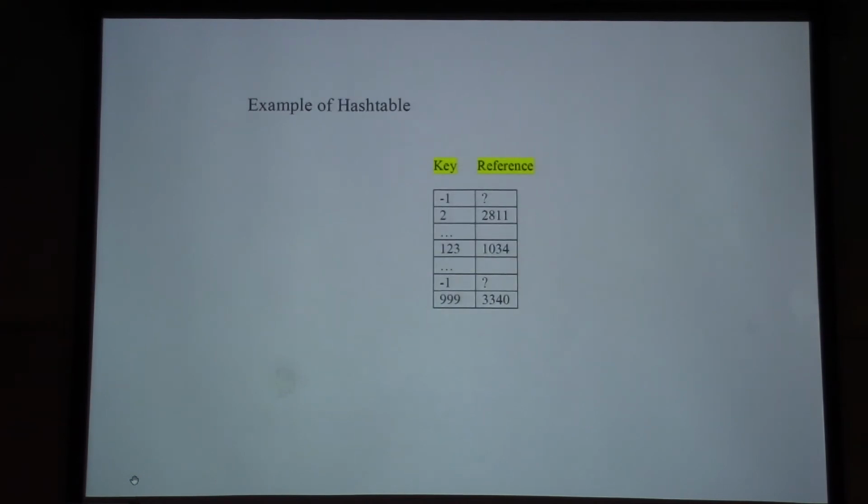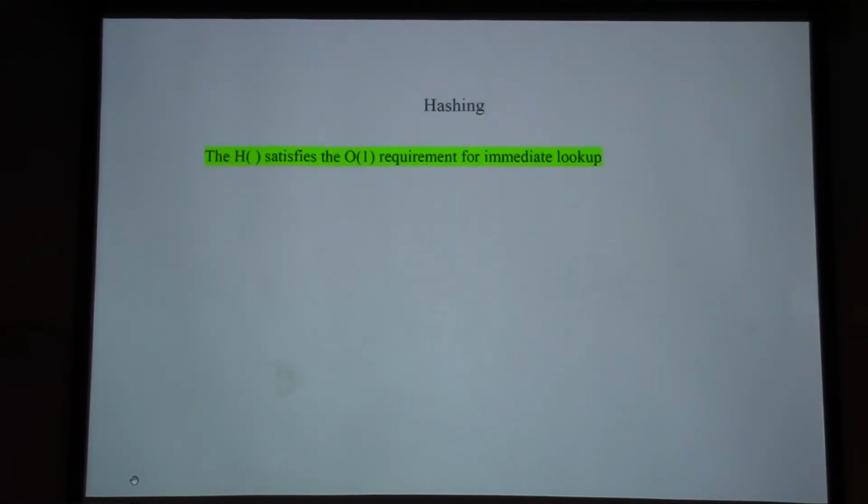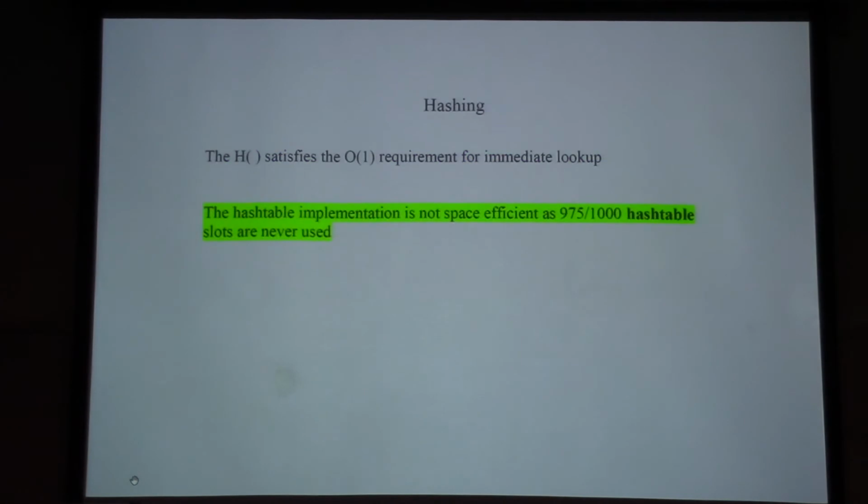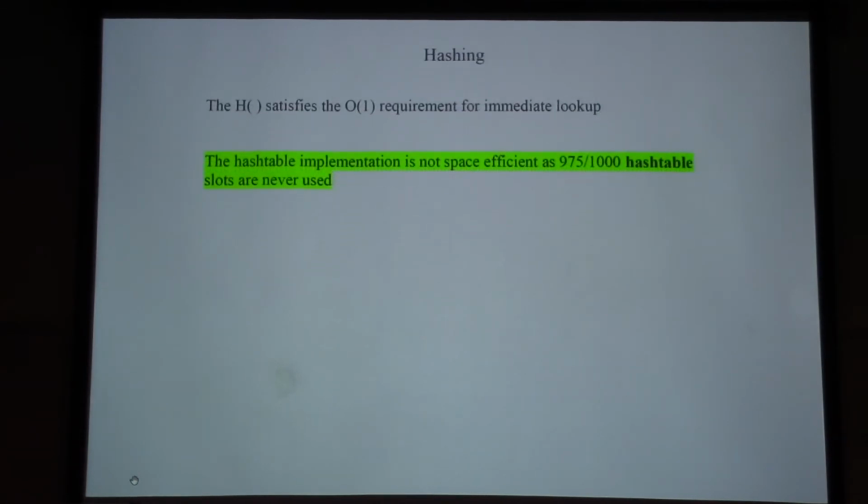Okay, so you can see sort of what it would look like. Here's an example of a hash table. Notice that this is location 1, 2, 3, 123. What does -1 mean? It's empty, nothing is there. And this is a reference. So let's see how else we can do this. Our hashing function H satisfies the big O of 1 requirement for immediate lookup. The hash table implementation is not efficient because we have this lack of usage.